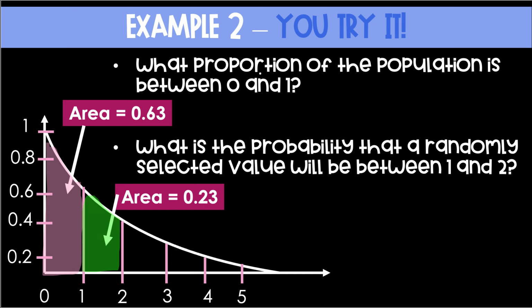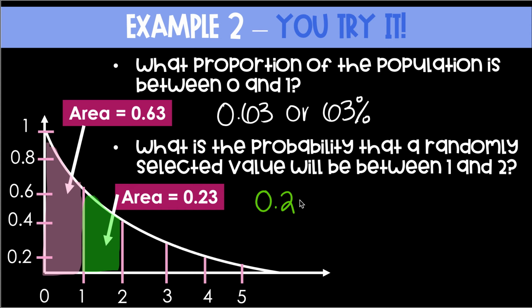What is the proportion of the population between 0 and 1? The area under the curve could be interpreted as the proportion of the population. So just 0.63 or 63% of the population falls between 0 and 1. What's the probability that a randomly selected value will be between 1 and 2? We were given the area of values between 1 and 2 under the curve, which is 0.23. That's my probability of selecting at random a value between 1 and 2. 23%.